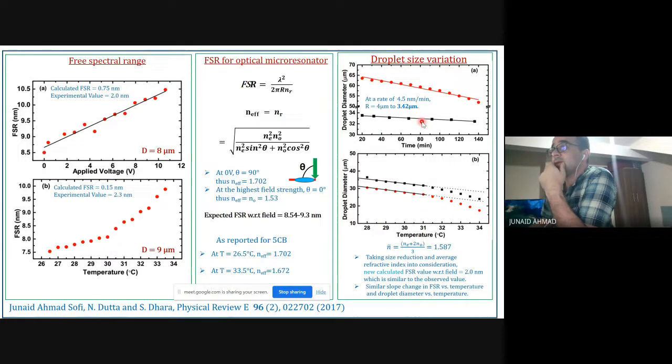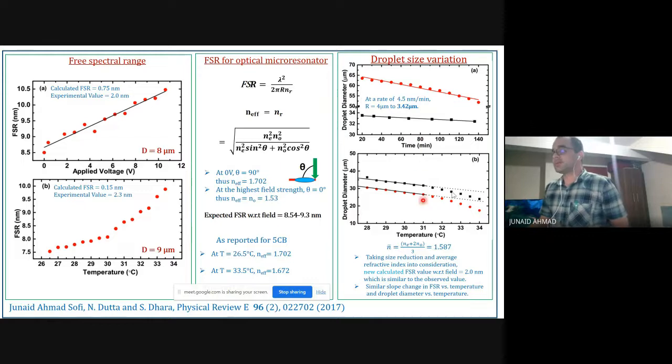And if we incorporate the rate of this decrease in the size of the droplet, for example, it's 4.5 nanometer for a droplet of this very size, and then calculate this free spectral range, we found that we get nearly 2.0 nanometer free spectral range as a result of this size degradation.